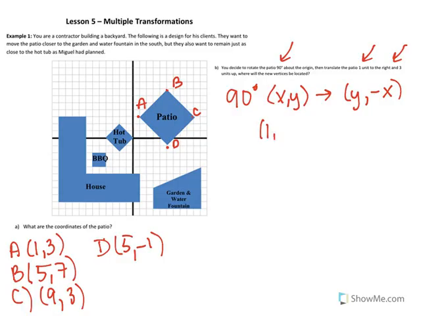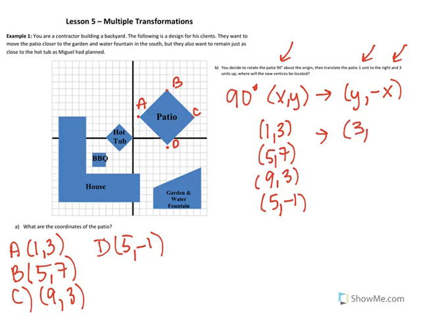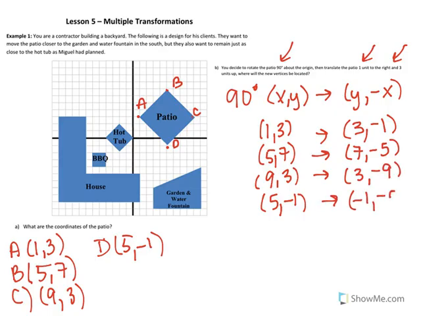So we have 1 and 3, 5 and 7, 9 and 3, 5 and -1. And we're going to change this so it's going to flip. So the 3 is going to be first, and then it's going to change the sign of our x value. So it'll be 3 and -1. This one will be 7 and -5. 3 and -9, -1 and -5. So that's our first transformation.